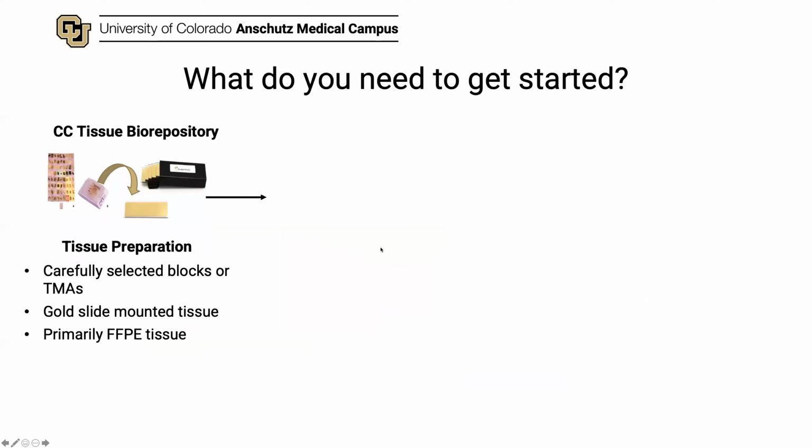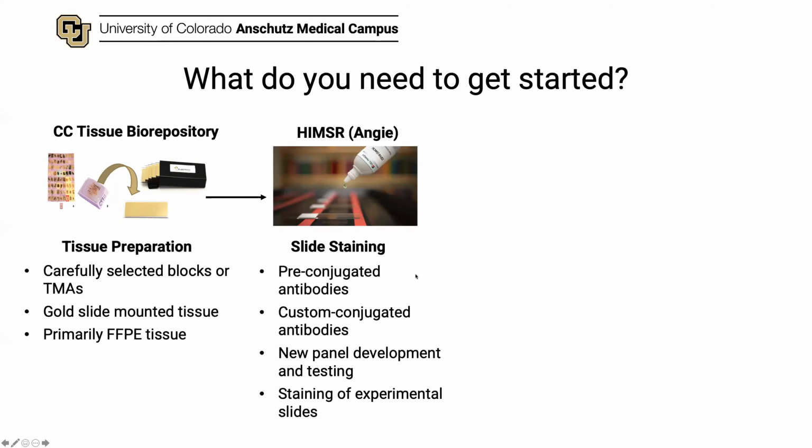So what do you need to get started with the MIBI experiment? The first is tissue preparation. You have to think about your experiment and how you're going to design it. Carefully select your blocks or TMAs. These sections have to be mounted onto gold slides, and the pathology shared resource is familiar with that process. So all we have to do is give them the gold slides for you, and they can prepare the mounted tissue. Again, we primarily use FFPE, but fresh frozen is an option.